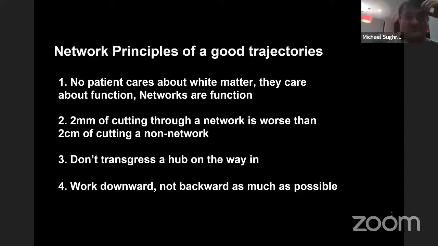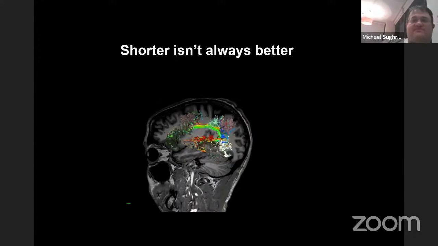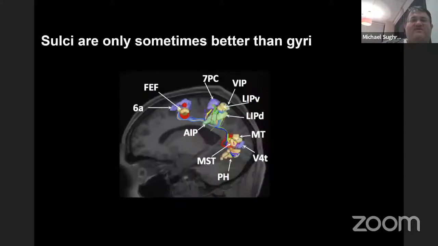Working back on yourself is always harder. And so planning your trajectory so that you work straight up and down. So let's talk about it. Shorter isn't always better. If I go through the middle of Broca's area, how is that better than doing that? Okay, so we all kind of know that.